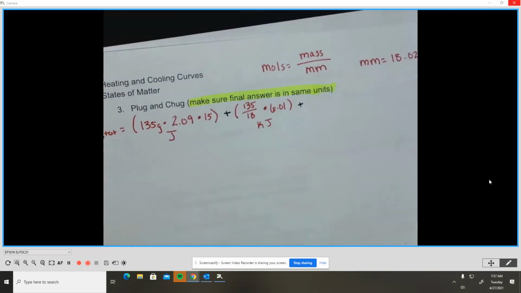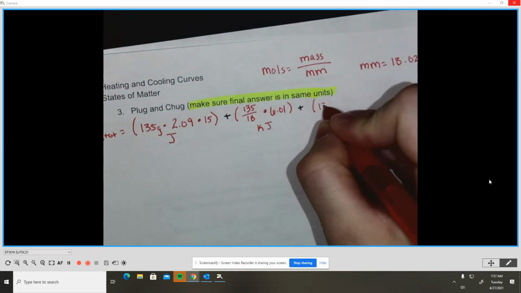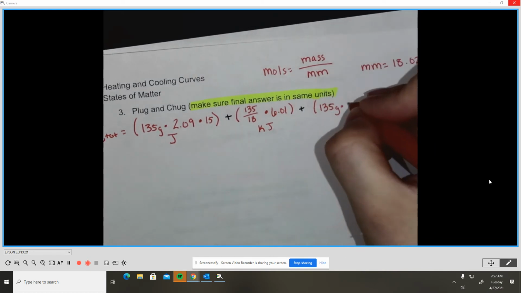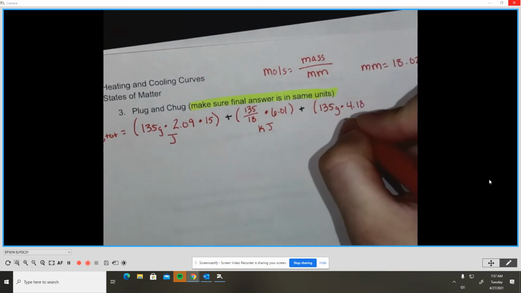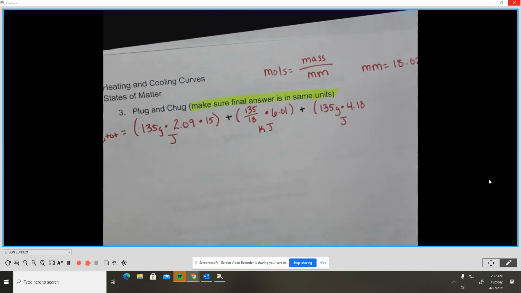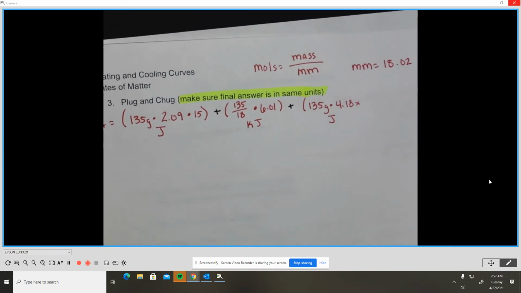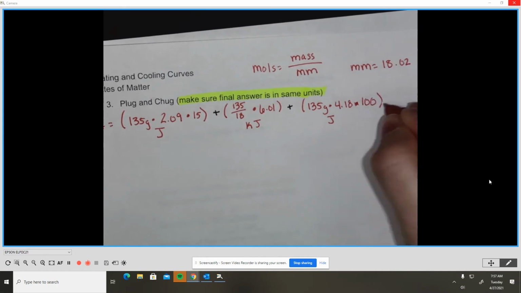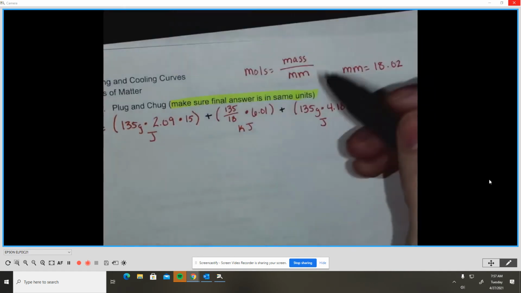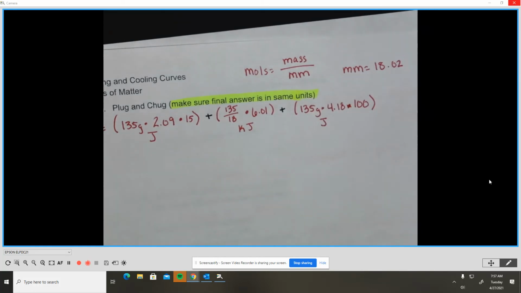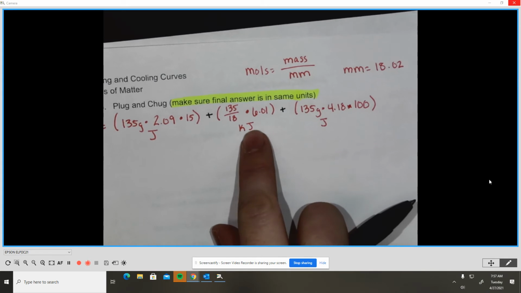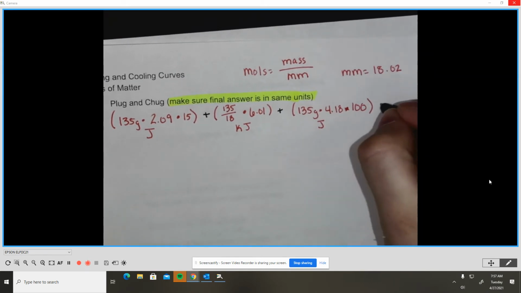Next, we heated up our water. So we have 135 grams of water now, times our specific heat of water, which is 4.18. That one is joules, times our temperature change. Our temperature change is going from 0 to 100 degrees, so our temperature change will be 100. I write a joule under here because heating is in joules, phase change is in kilojoules. So kind of a nice way to remember that.